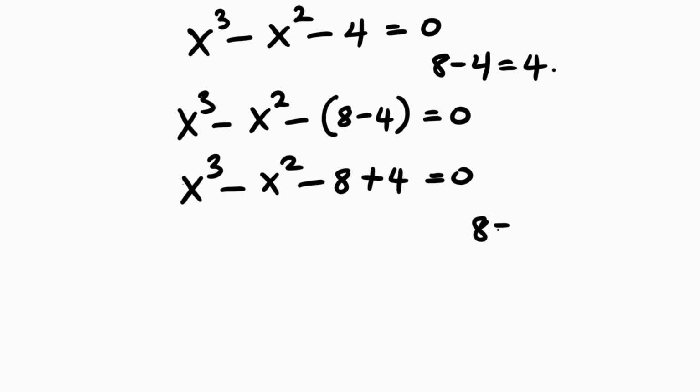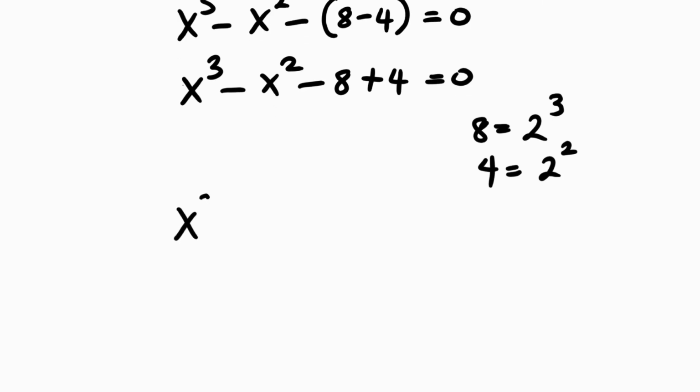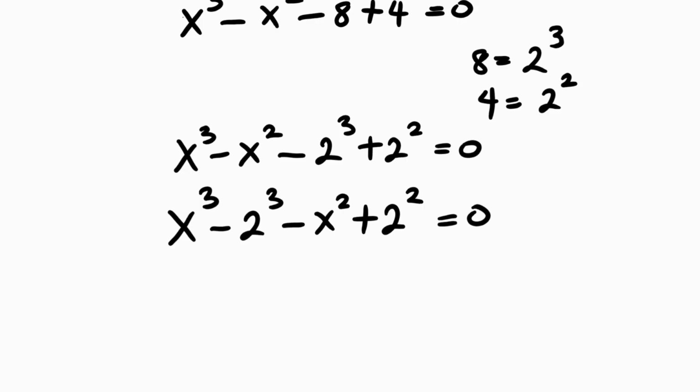Now, 8 is the same thing as 2 raised to the power 3, and 4 is the same thing as 2 raised to the power 2. So now the powers look like what we have for the x's as well. So we have x^3 minus x^2 minus 2 raised to the power 3 plus 2 raised to the power 2 equals 0. So let's collect the like powers. We have minus x^2 plus 2 raised to the power 2 equals 0.